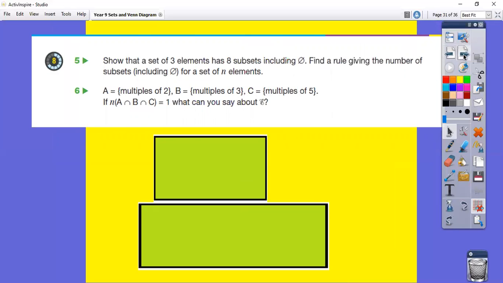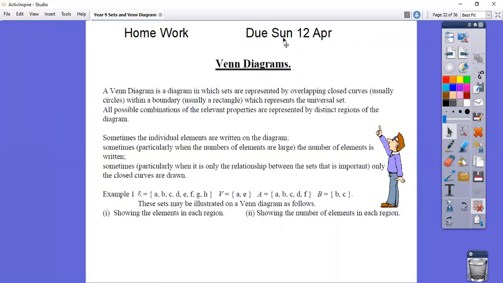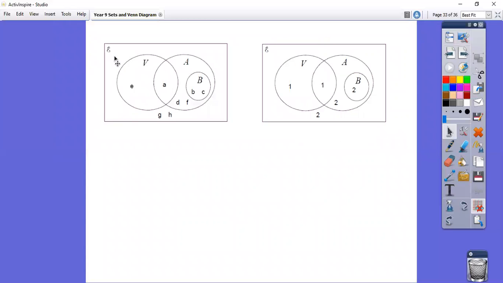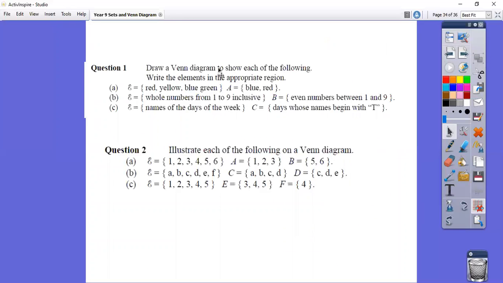However, it's Thursday, so I'm going to ask you to do a small piece of homework. This is due on Sunday, and it's still on Venn diagrams, but like I said, this will be from a different source. It's got the explanations here and an example with the solutions to that example question. So your questions for today: draw a Venn diagram to show each of the following, writing their elements in the appropriate region. The universal set has red, yellow, blue, green. Set A is blue and red. That's part one of question one, then part two, part three, and question two.